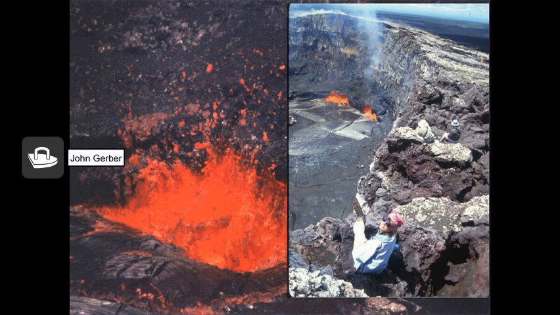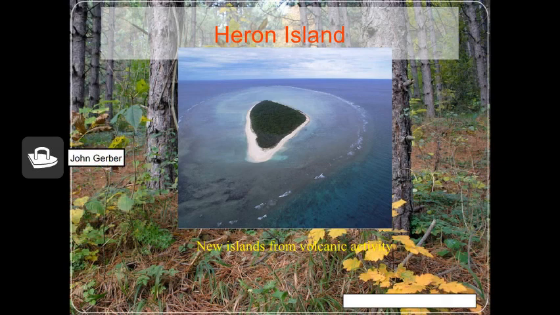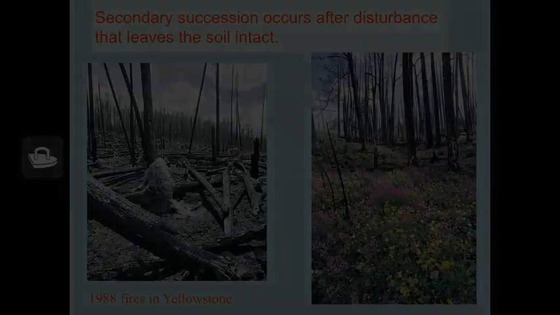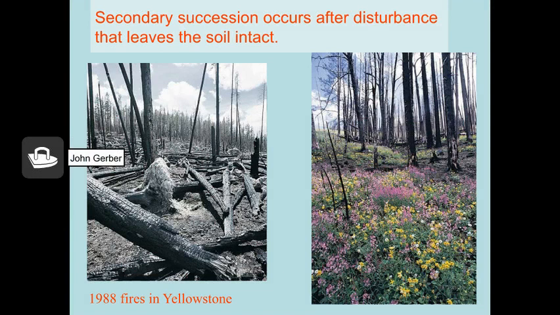Mount St. Helens provided an opportunity to study both primary and secondary succession. Wherever there was lava flow that completely wiped out the vegetation, primary succession began. This is the same primary succession that occurred on Heron Island after a new island appeared due to volcanic activity in the ocean. The Mount St. Helens eruption also caused a lot of forest fires in the nearby area, so secondary succession also occurred. But here, the soil was in place, and so plants redeveloped much more quickly.